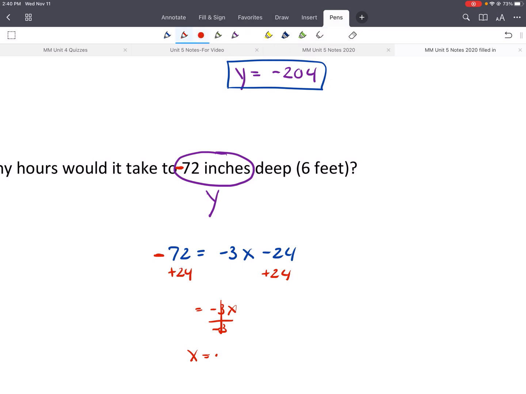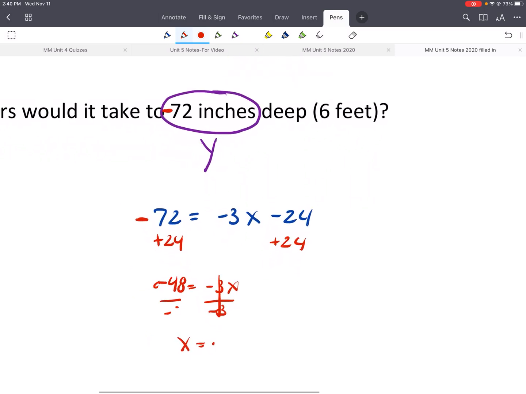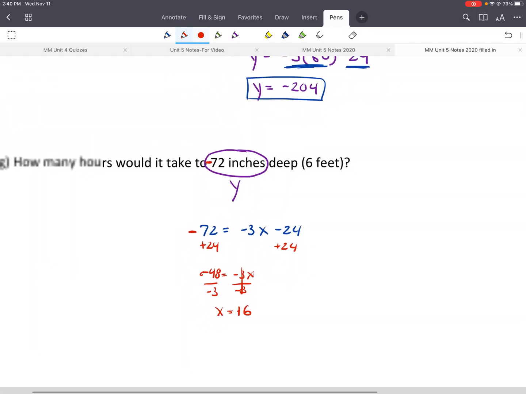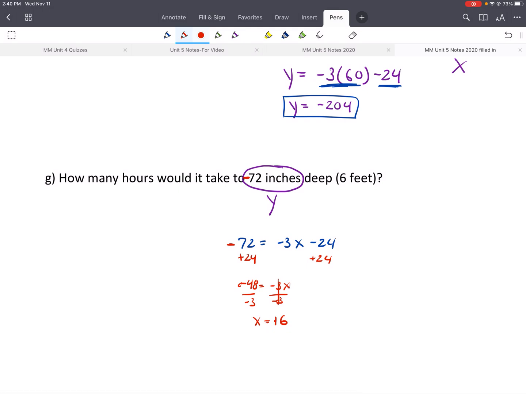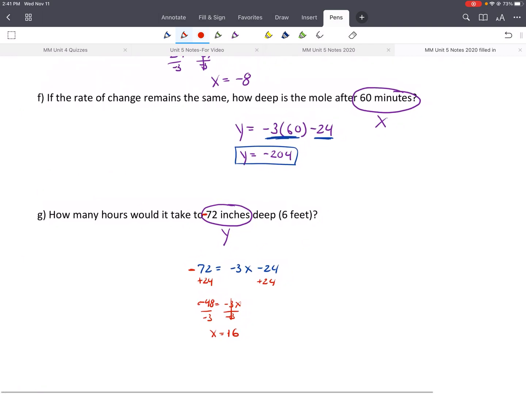Okay, so we would still add 24. So negative 72 plus 24. That gives us a negative 48. And then we divide both sides by negative 3. And that would give us 16. Okay, so how many hours would it take him? Would be 16 hours.